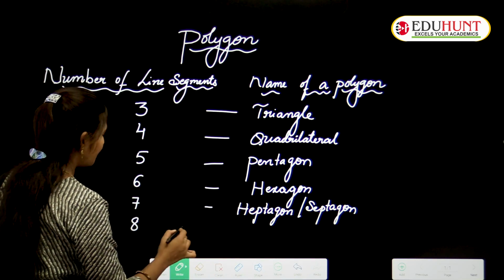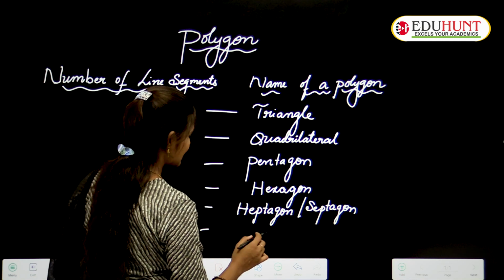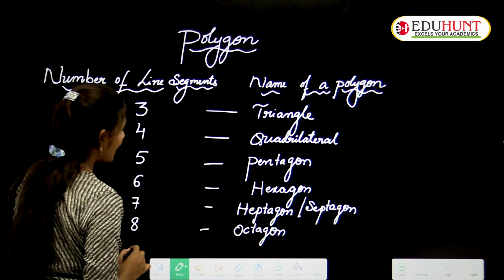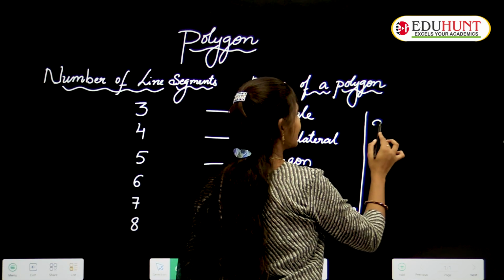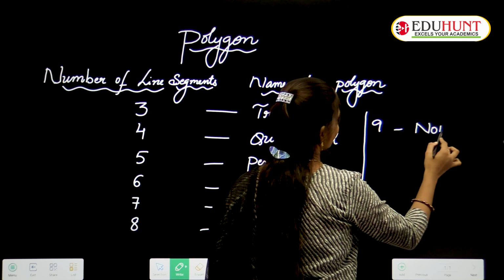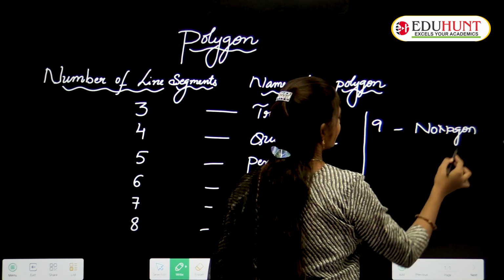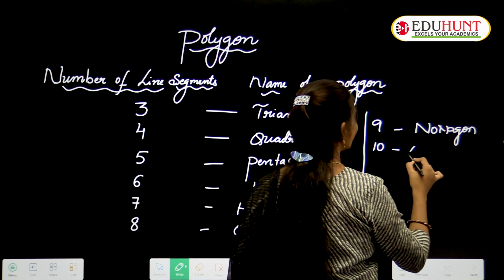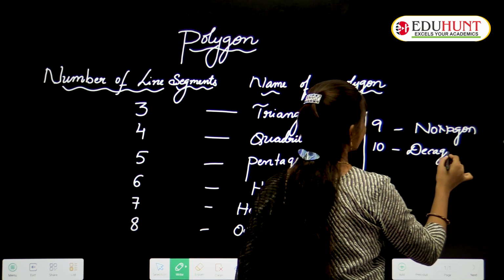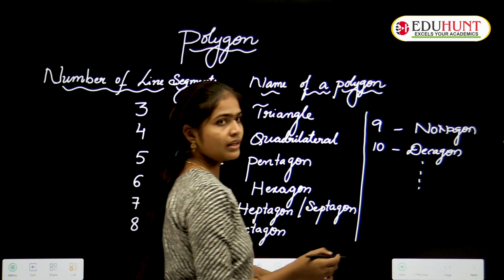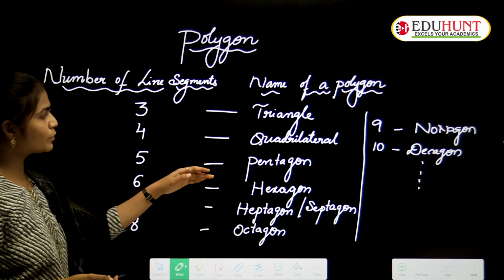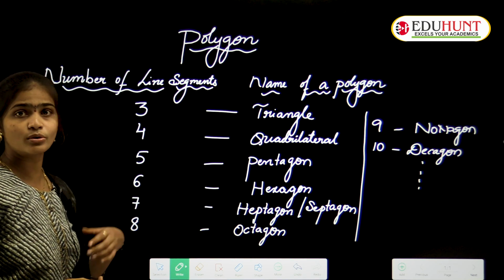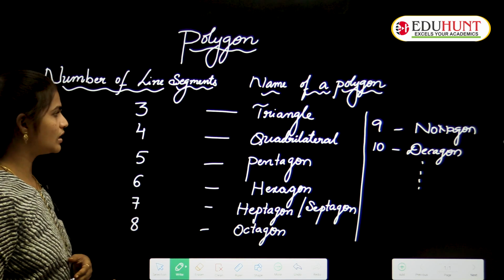Next, if a polygon has 8 sides, 8 line segments, that is called an octagon. A figure with 9 sides we call a nonagon. And a 10-sided figure we call a decagon. We have so many more names, but up to 10 is sufficient in this class. Next we have dodecagon, tridecagon and so on, so no need to learn all those.